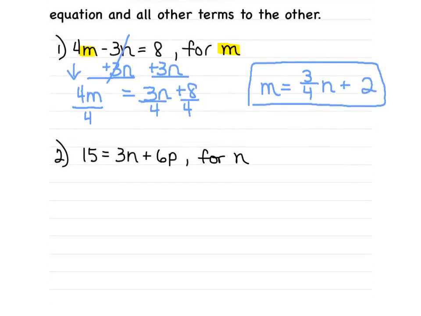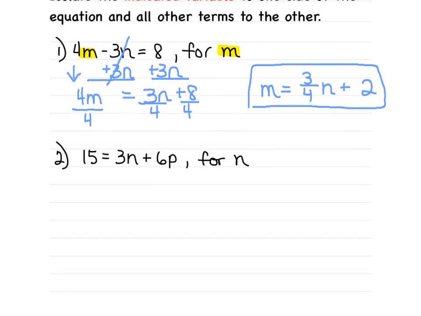All right, number 2. Copy it down. 15 equals 3n plus 6p, and this one we're going to solve for n. N as in Nancy. So keep your eye on the n. That's the variable that you want to isolate. So let's start by subtracting 6p. We'll subtract 6p from both sides.